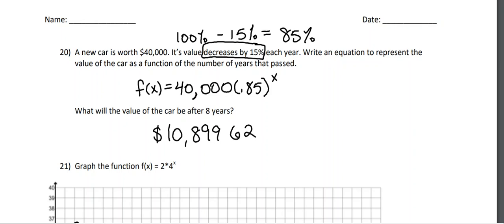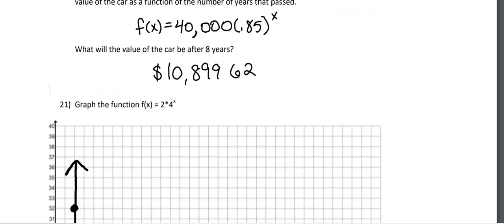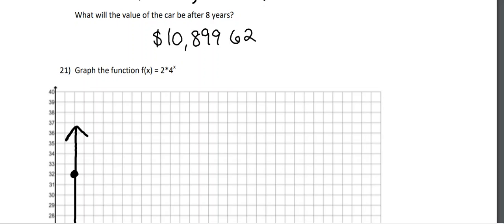What will the value of the car be after 8 years? I didn't write it, but what we put into the calculator was 40,000 multiplied by 0.85 raised to the eighth power, because our input is 8. And the answer is that the car is worth $10,899.62. Again, it's missing the decimal. That's just something with the way the PDF saved.